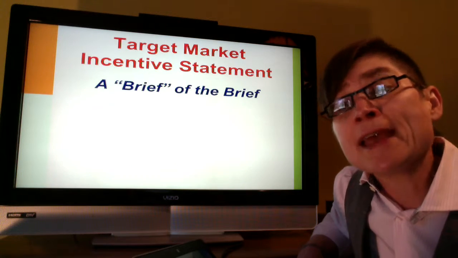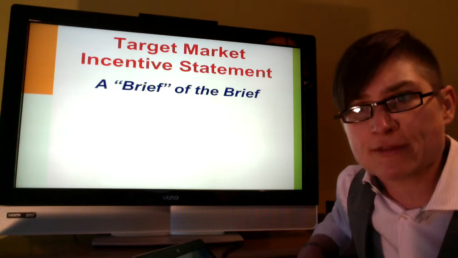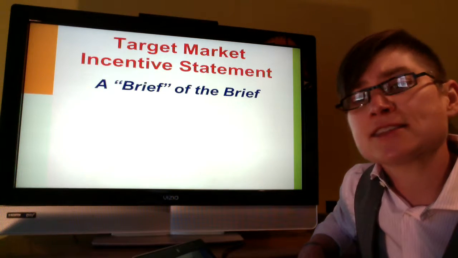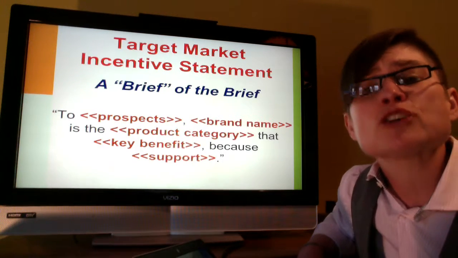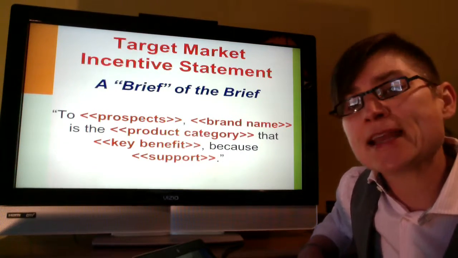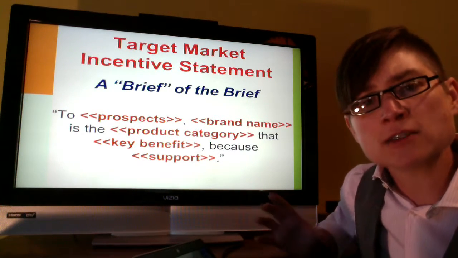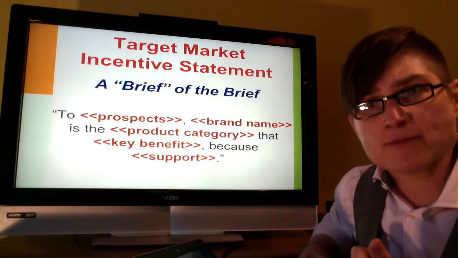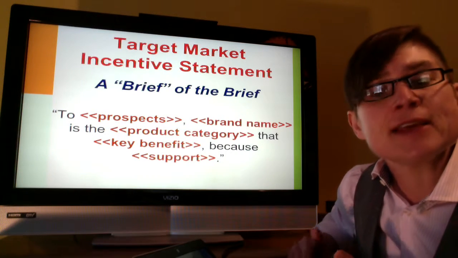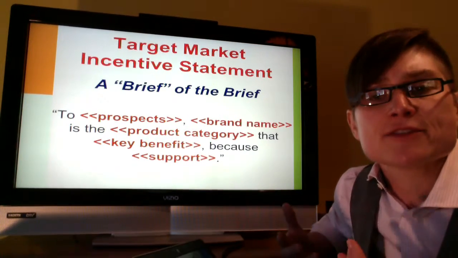Now, the creative brief is meant to be brief. It's meant to be short. You saw it. We had 5 sections in our creative brief. These are not long documents, but still sometimes we can get even more concise and get something encapsulated into just one sentence. And that's what the target market incentive statement is. So you can see here that it's a bunch of fill in the blanks. So what we're trying to do is, in one sentence, collapse down who our prospects are, what our brand name is, what product category that brand is in, the key benefit the brand will deliver, and the support or reason why we can deliver that key benefit.